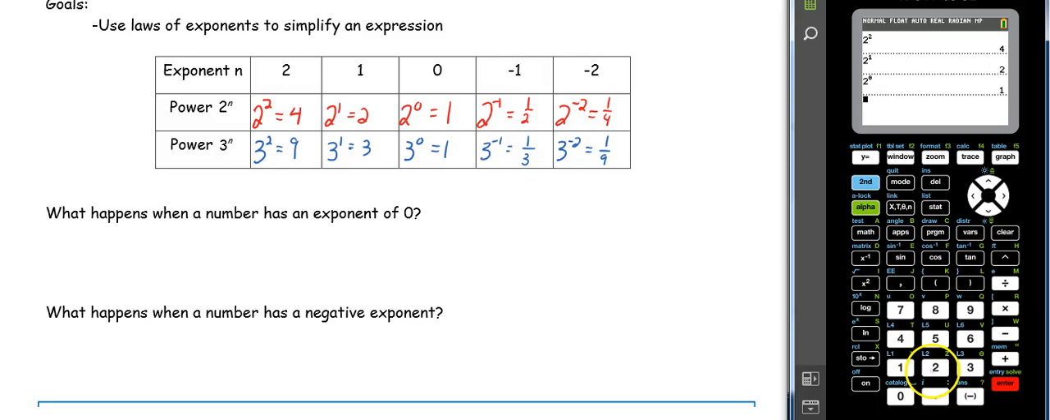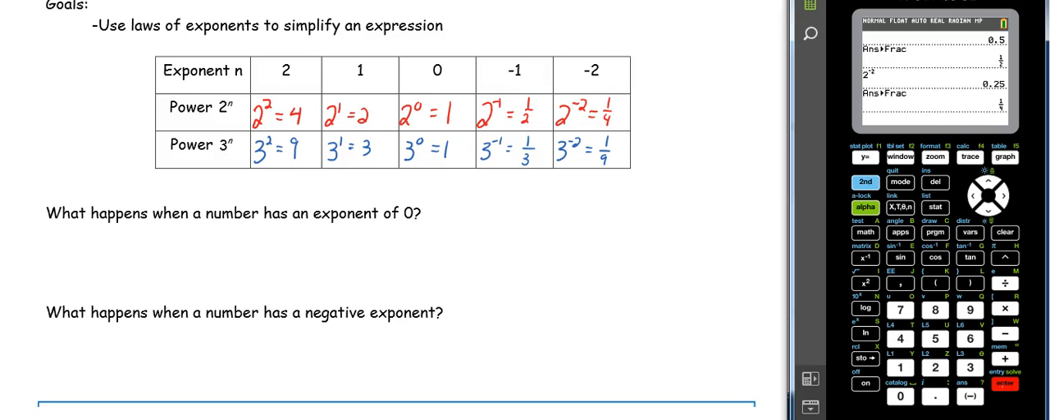2 to the negative first, 2 caret negative 1 gives us a decimal. So if we hit math, enter, enter, that gives us a fraction, 1/2. And 2 to the power of negative 2, if we hit math, enter, enter, that gives us 1/4. So you can pause the video and try them with the power of 3 to the n and finish completing the table.